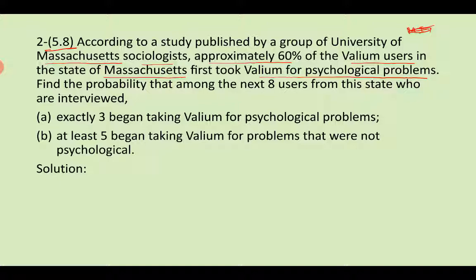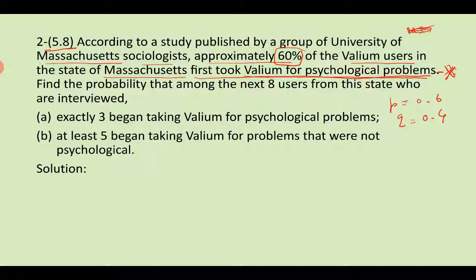Approximately 60% of the Valium users in the state of Massachusetts first took Valium for psychological problems. So our random variable x deals with those who take Valium for psychological problems. This is our success, isn't it? And what is given? 60%. The probability of success, 60%, is 0.6. Therefore, obviously, q will be 1 minus p, which is 0.4.